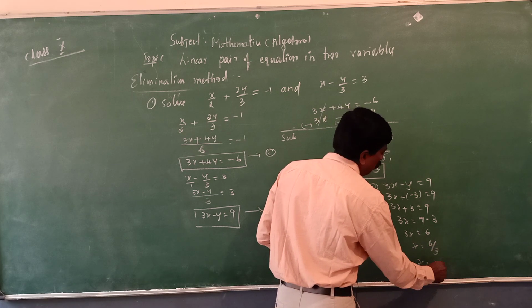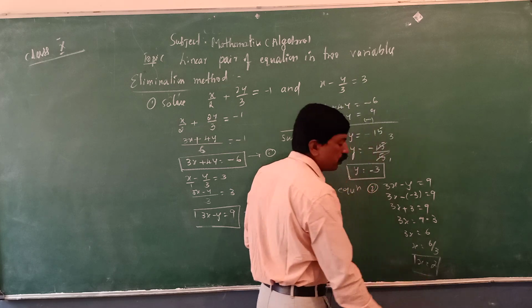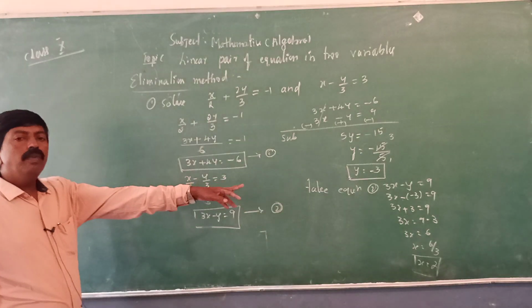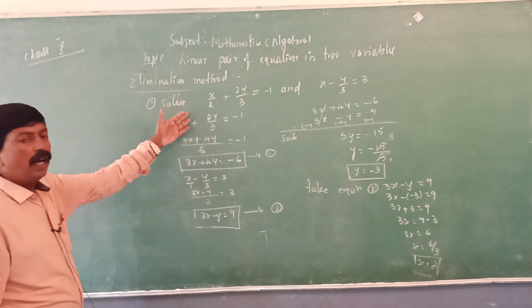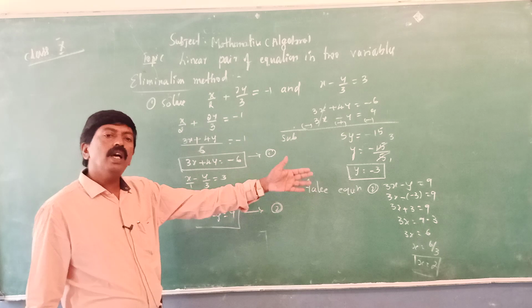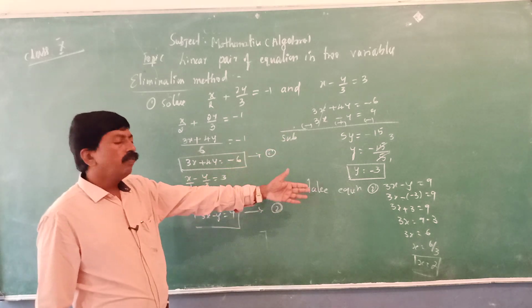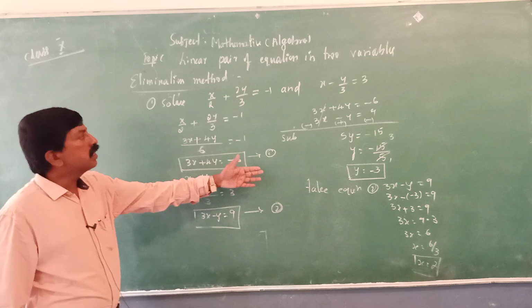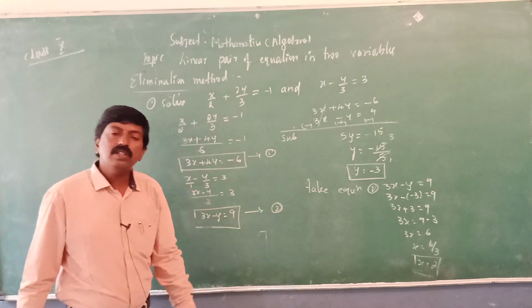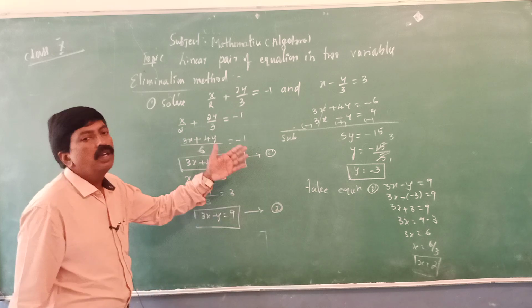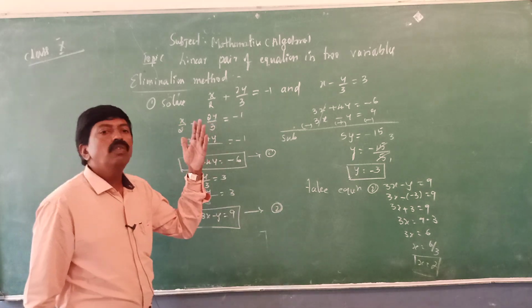X is equal to 3, so we get the x value and the y value as minus 3. You can even verify by taking these two equations. You can substitute the x value as 2 and the y value as minus 3. If LHS and RHS are equal, then your answer is correct. Like this, you can solve for the x value as well as the y value.